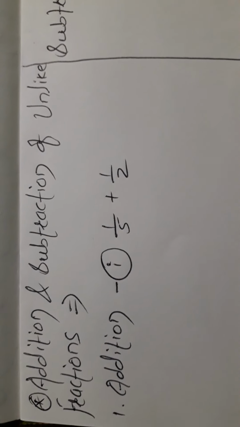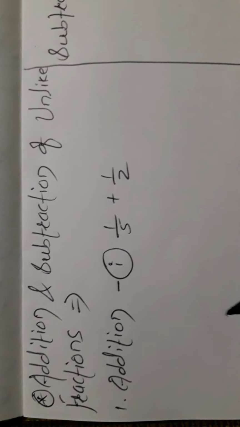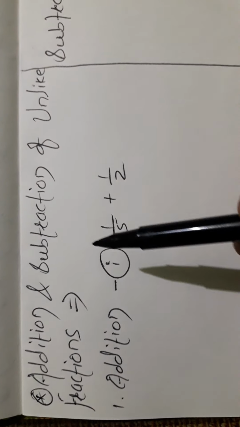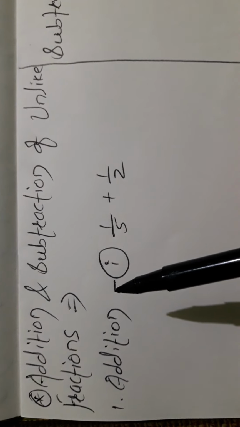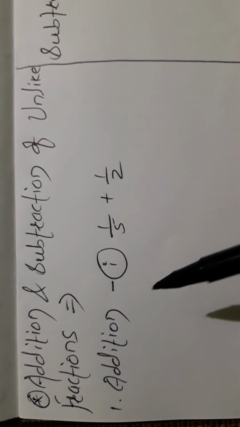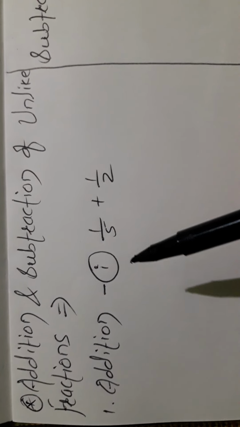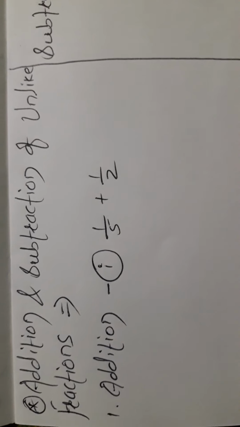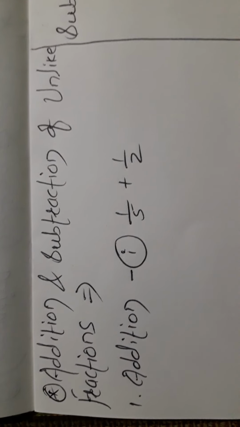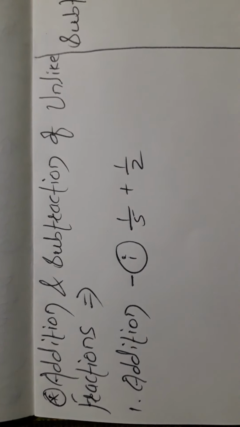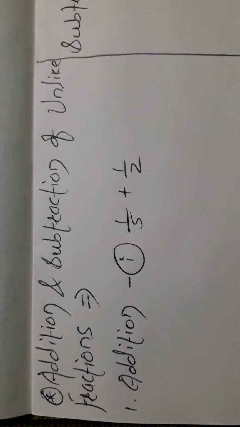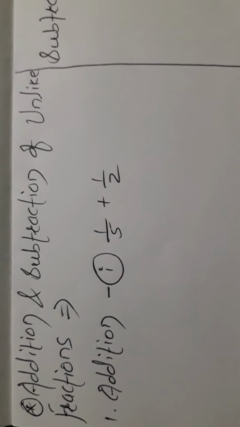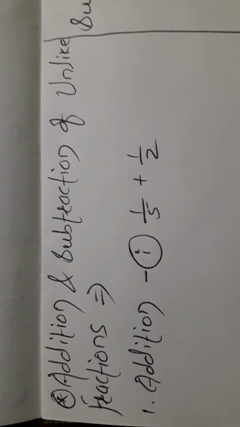Hello students. In the last video, we discussed the addition and subtraction of like fractions. In that we saw some examples of how to find the addition and subtraction of like fractions. Regarding that, there were some questions, like find the missing term. I also showed one example, and you have tried your level best to solve examples. Very good. Today we will start the next point from this lesson.